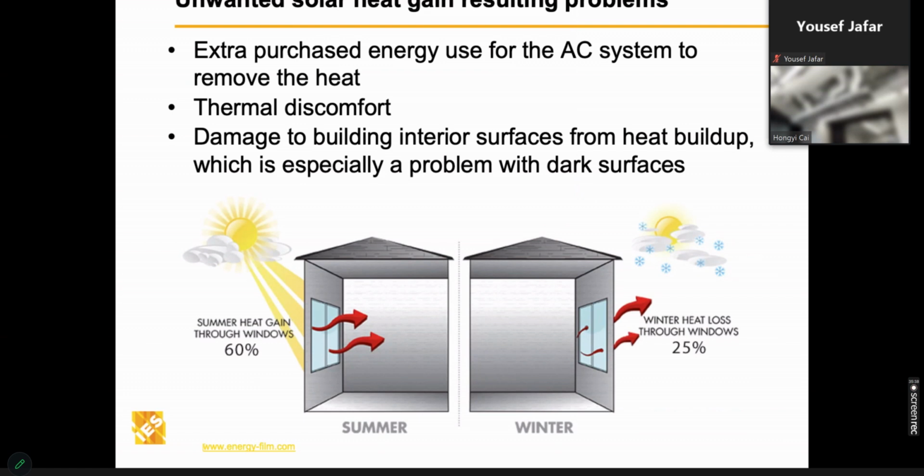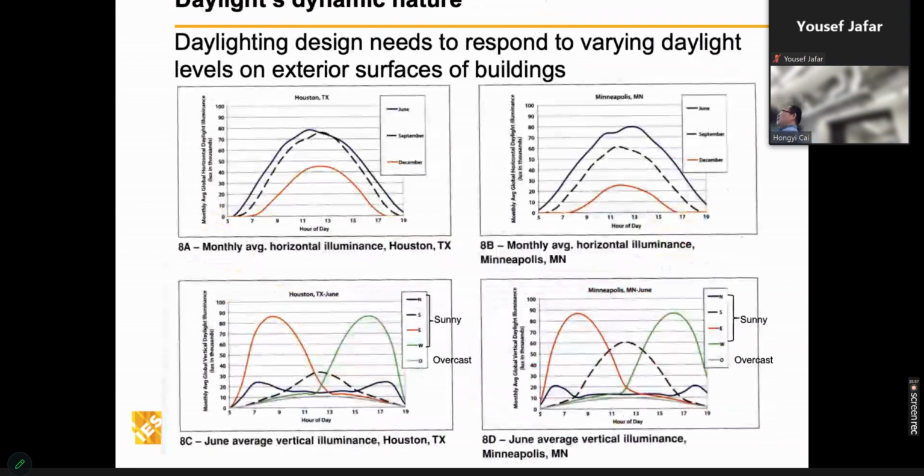So we have to use some special glazing materials to do that. We will talk about this later. But this is a challenge, not a technical difficulty, because we do have solutions over there. We can easily achieve those goals without causing any problems. Dynamic lighting, this is another challenge.